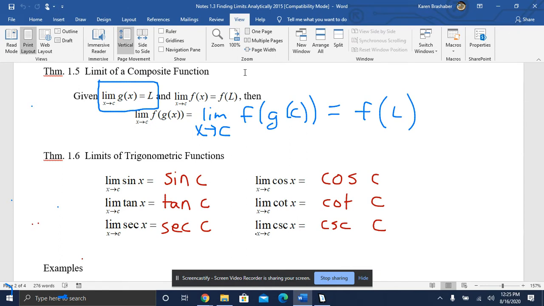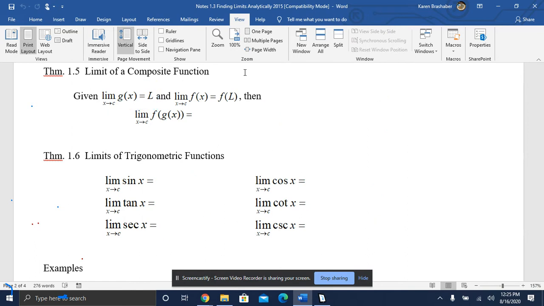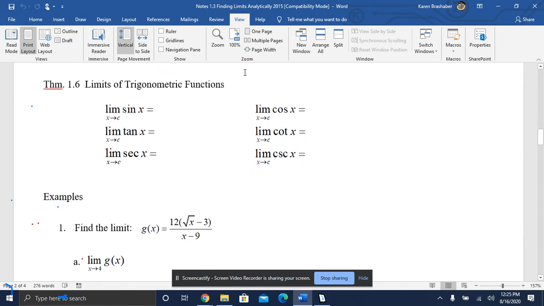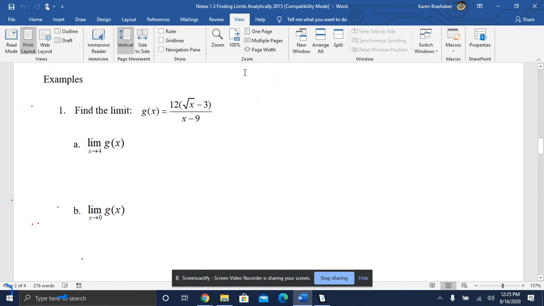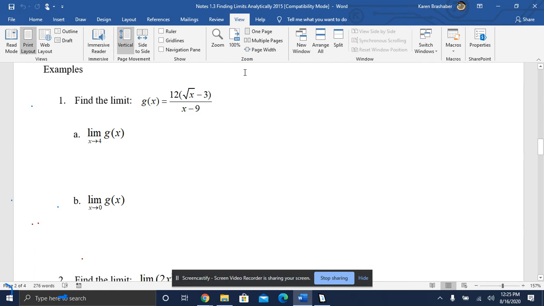So we'll take a look at some examples. I would recommend that on the examples, you might pause the video, work the example yourself, and then check to see if you did it correctly. So this first one, the limit as x approaches 4 of g of x, where you're given g of x is this rational expression. So that means we're going to substitute in a 4 everywhere there's an x.